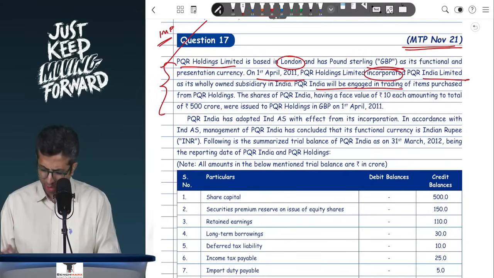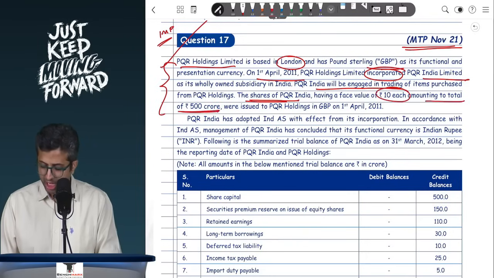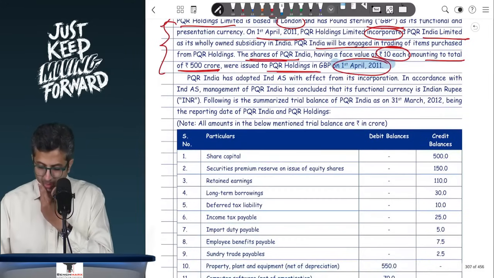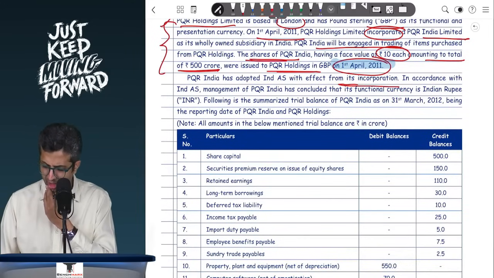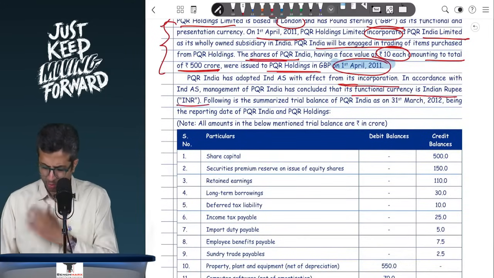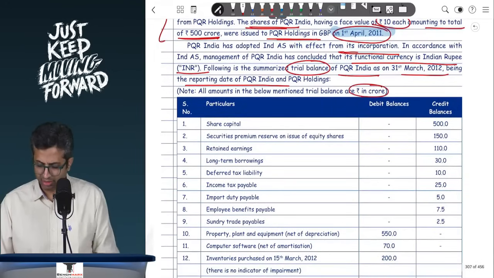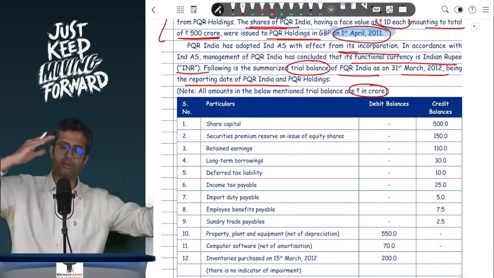PQR India will be engaged in trading of some items. Shares of PQR India have a face value of 10, amounting to a total of 500 crores, and were issued to PQR Holdings on 1st April 11. So this is the rate on the date when the shares were issued. PQR has adopted Ind AS from incorporation and concluded the functional currency is the rupee. That's fine. Following is the summarized trial balance of PQR India as on 31st March 12, being the reporting date. All of these are given in rupees crores, but I'll have to translate it back to pounds.